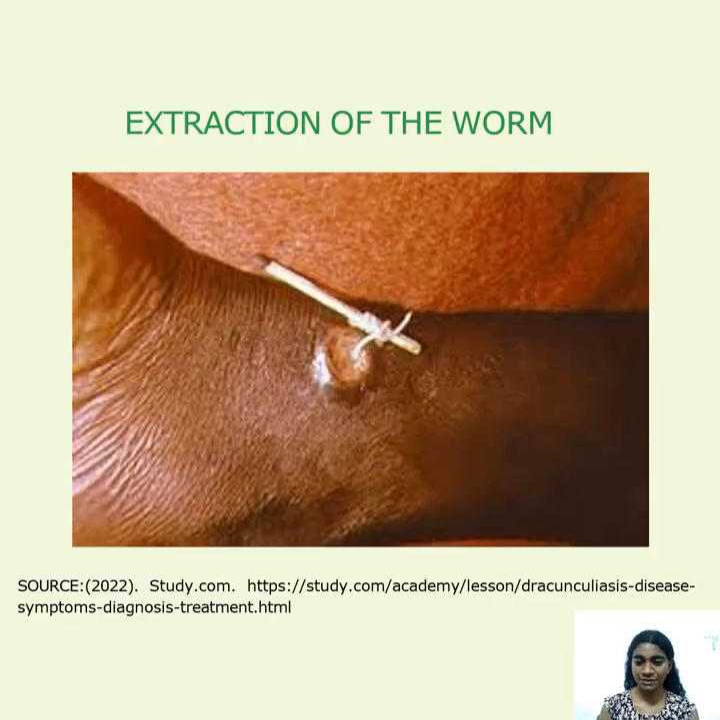Wound care: the wound is cleaned and dressed with fresh gauze to prevent secondary bacterial infection. So this is the image I was talking about, extraction of the worm. As you can see, there is a piece of stick and the worm is wrapped around it, and yeah, it kind of looks uncomfortable, but that's how it's done.